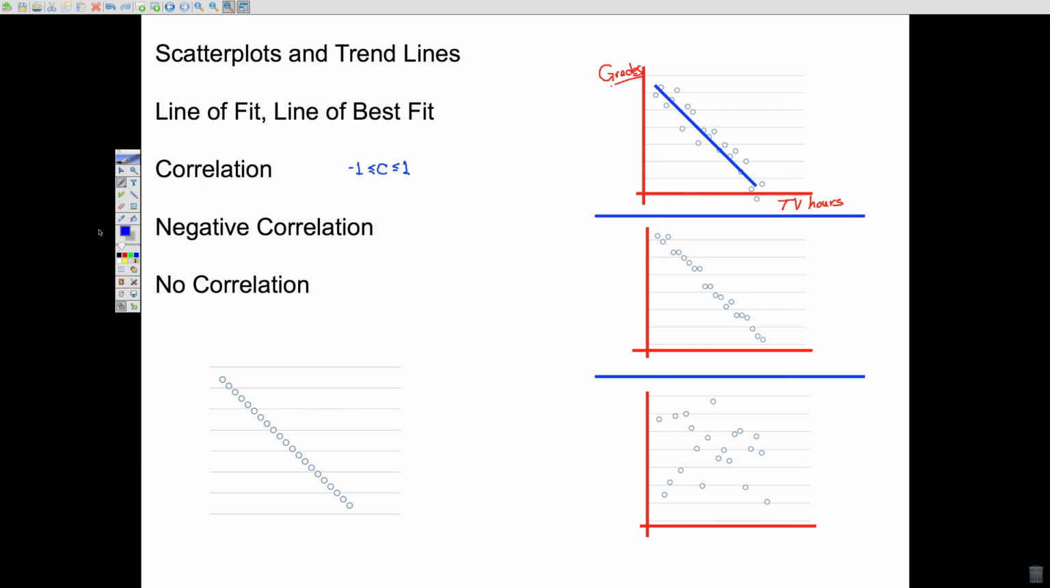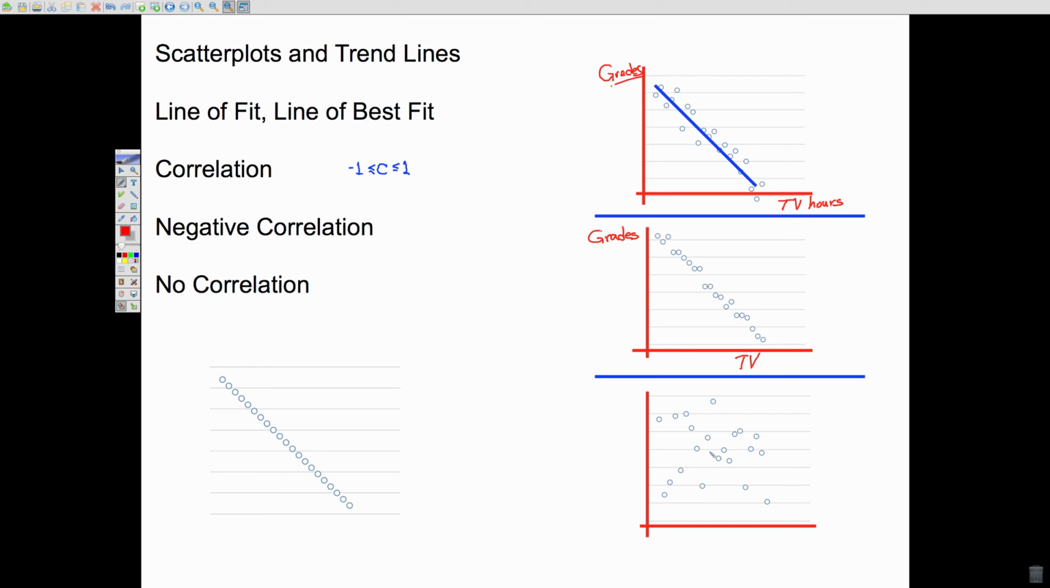But this is definitely a negative correlation. In this second graph, we also see a negative correlation. If this is the amount of TV that they watch, and these are the grades, then this also looks like a negative correlation. In other words, the more TV, the lower the grades. But it looks a lot better than the first one. So this is a higher negative correlation.